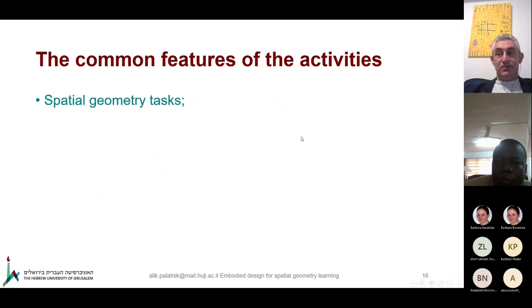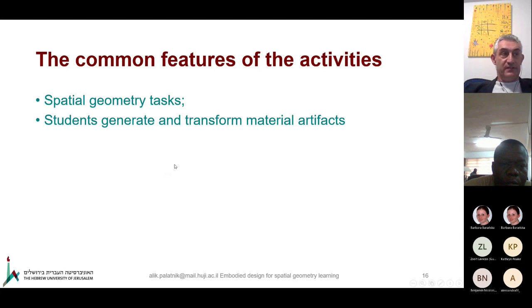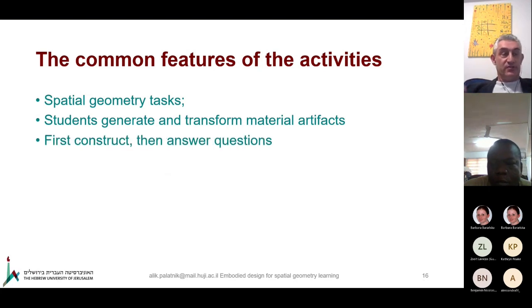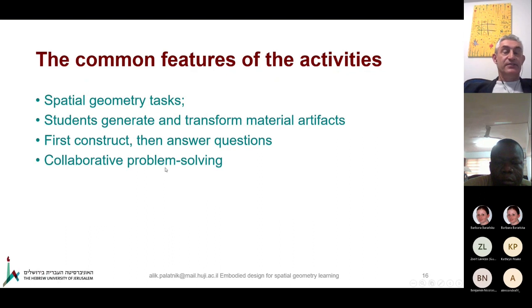So the activities which I study and which I will present findings about have several common features. They are all spatial geometry tasks. Students in them generate and transform material artifacts. First, they construct them, and then they answer questions about mathematical properties. Then, it is also collaborative problem solving, because you will see that in all three experiments, they are working together.